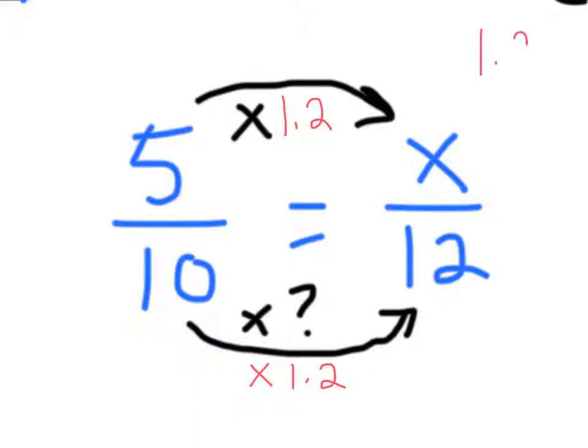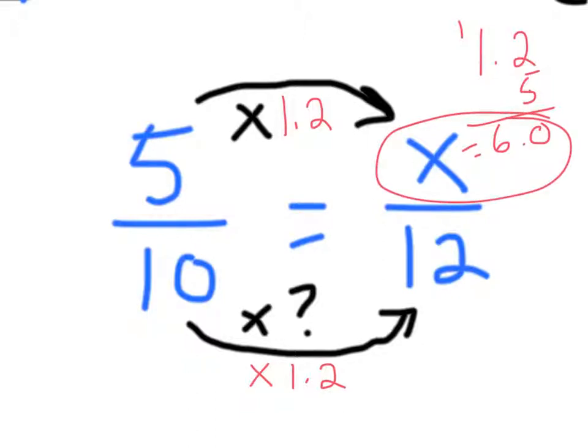So off to the side, let's do 1.2 times 5. 5 times 2 is 10. That's 5 times 1 is 5 plus 1 is 6. And my missing X value is 6.